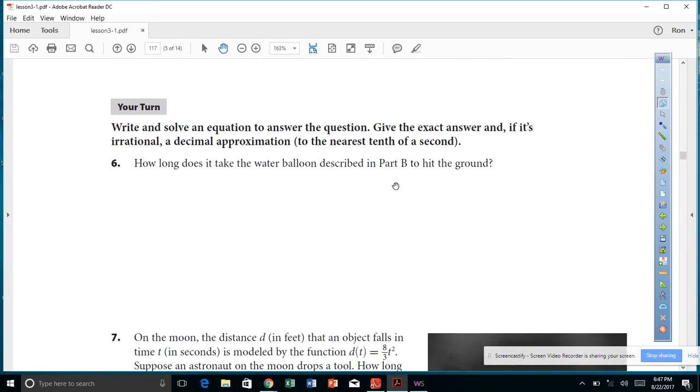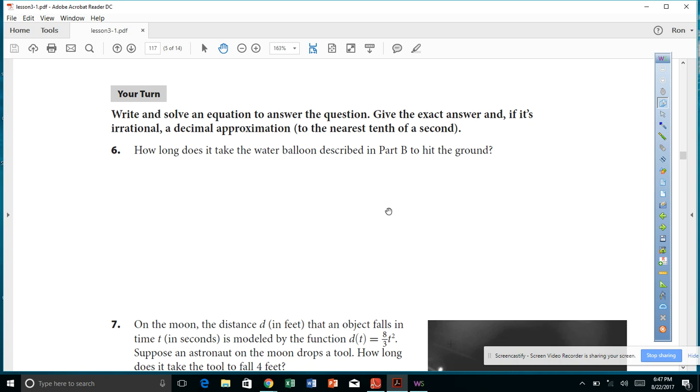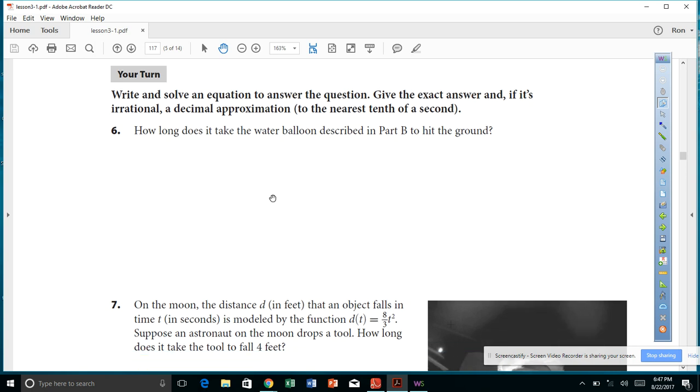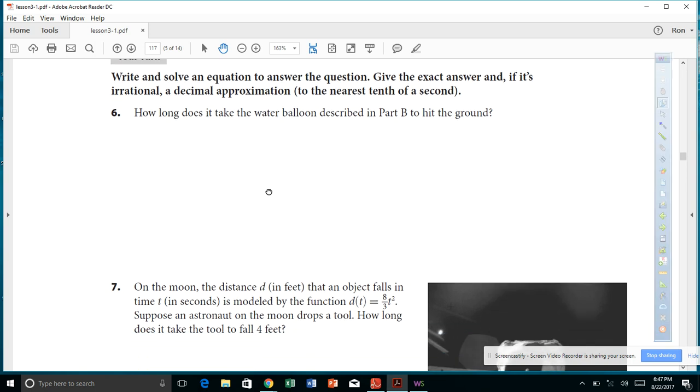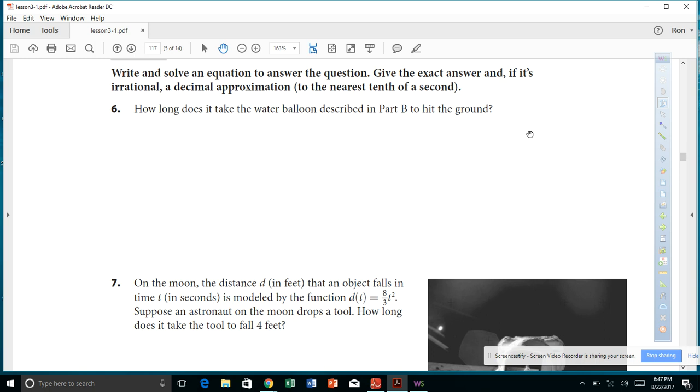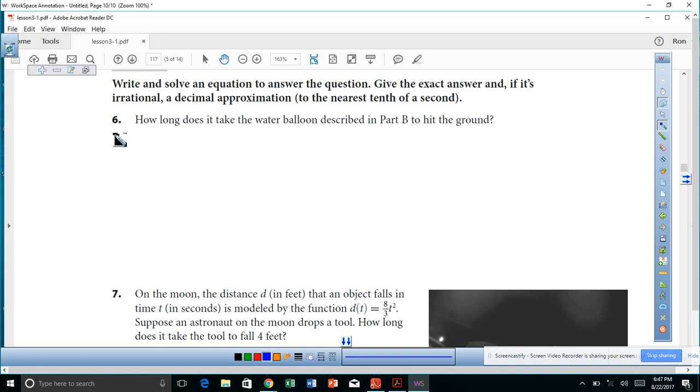Your turn. Write and solve an equation to answer the question. Give the exact answer and, if it's irrational, a decimal approximation to the nearest tenth of a second. How long does it take the water balloon described in part B to hit the ground? Okay, so here we're going to have h of t equals h sub 0 minus 16t squared. And we're going to solve for h of t equals 0. That's the ground.